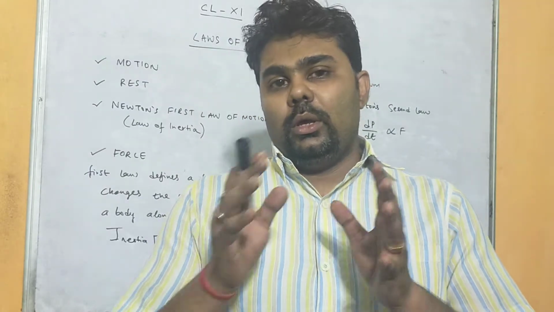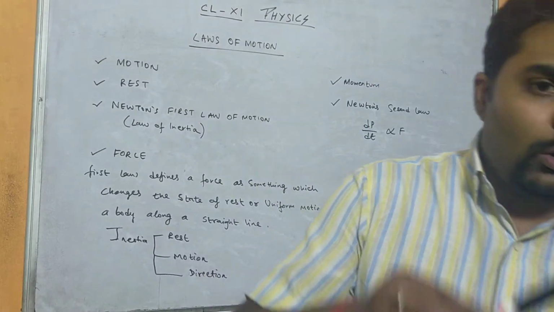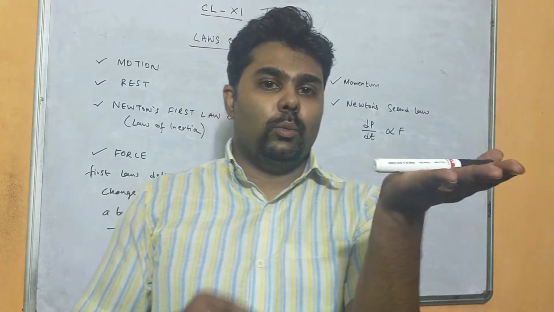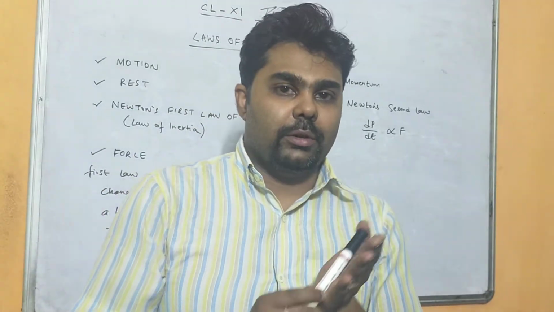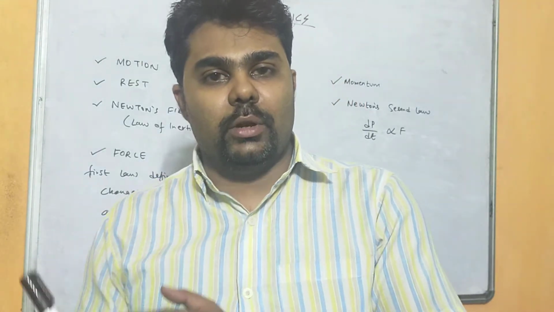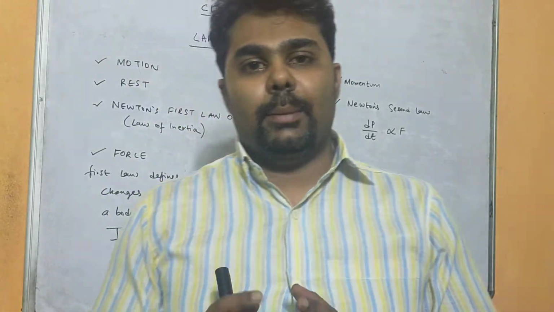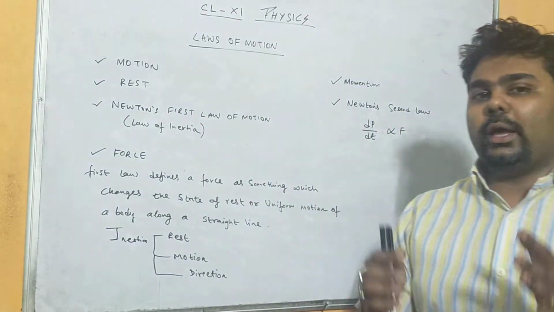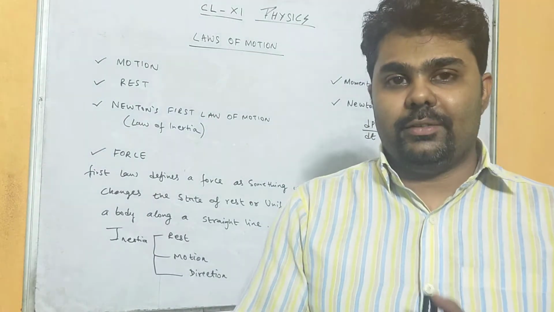It has been seen that whenever any object is on a table, suppose let us consider a marker is on a table, this marker will stay on the table until and unless an external force is applied on it. So an object continues to be in a state of rest or motion until and unless an external force is applied on it. This is called Newton's first law of motion. So an object will not change its position by itself.